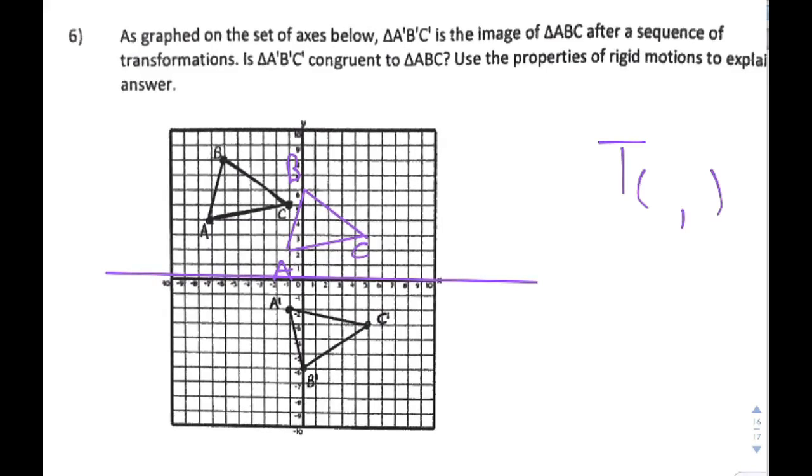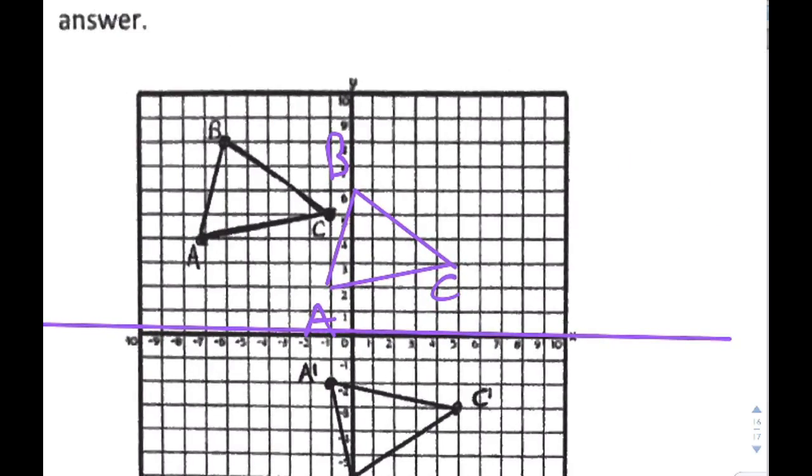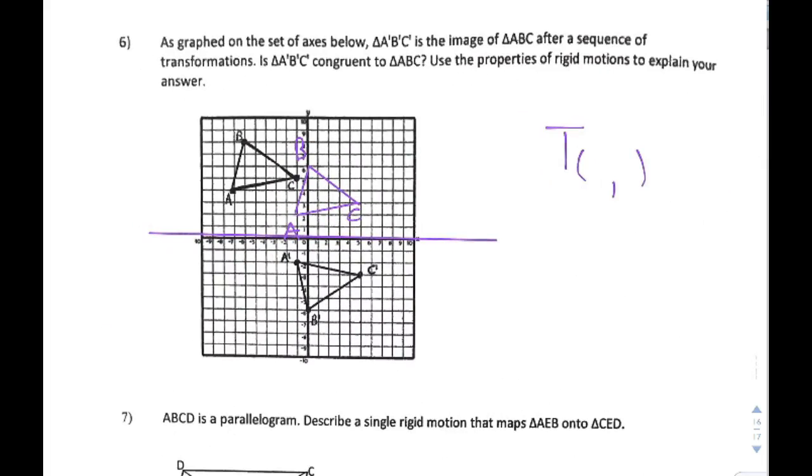Now we have to figure out how far we went over. It looks like from point B to B prime, I went over 1, 2, 3, 4, 5, 6, and down 3. So I translated over 6 down 3, and my second step would be to reflect over the x-axis. That's one way you could do it.